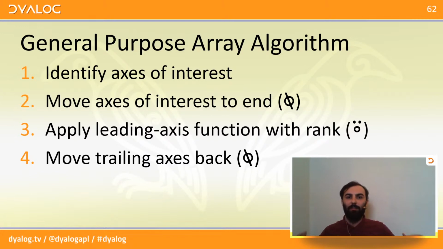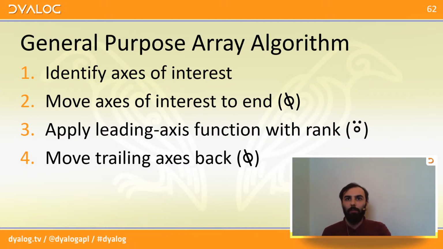So what we've developed here is a broad strokes, general purpose array algorithm. I want to apply this function to data along these axes that I've specified. The way you can do this with any user-defined leading axis function and the rank operator is to move your axes of interest to the end using dyadic transpose, apply your function using rank, that number of trailing axes now, and then if you need to, move them back how they were before.